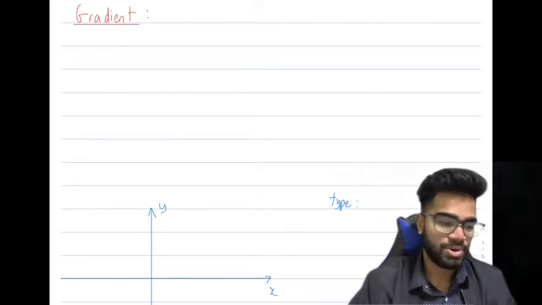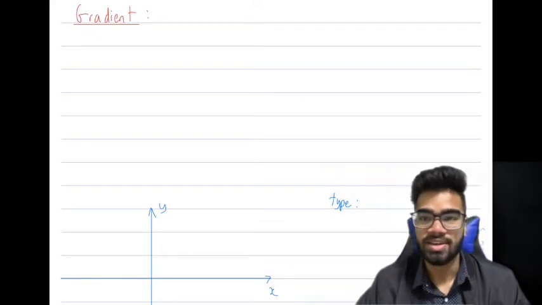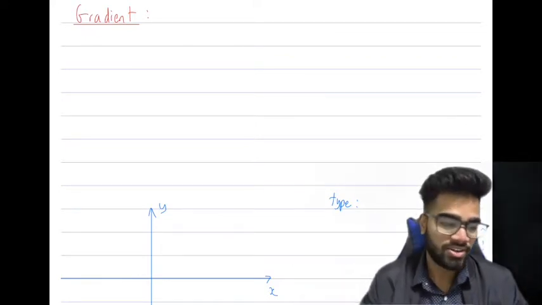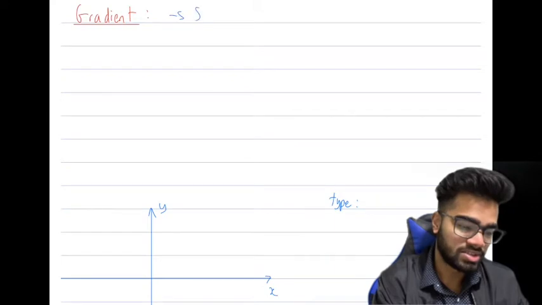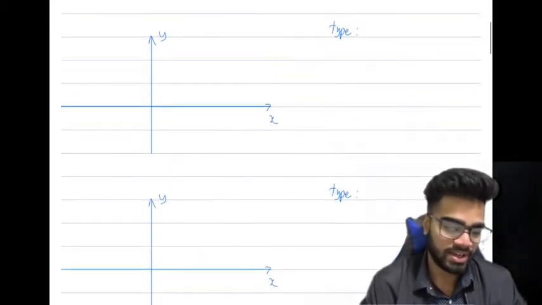Welcome to lesson number 2, and we're going to be talking about gradients and everything about gradients. Okay, so firstly, what is a gradient? A gradient is basically the slope of a graph. And there are 4 different types of gradients we're going to be looking at in maths methods.